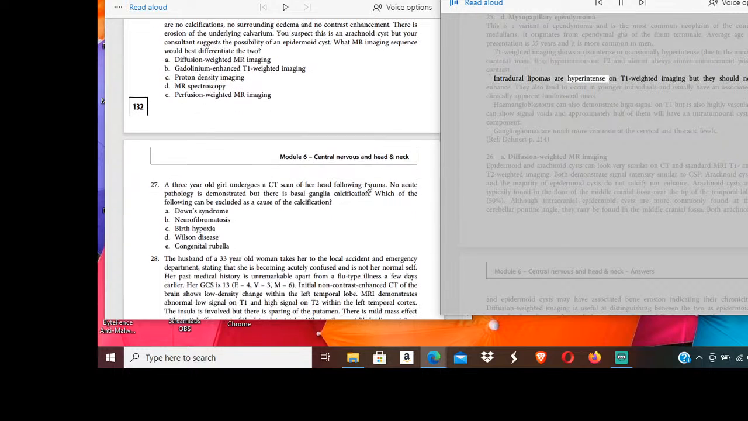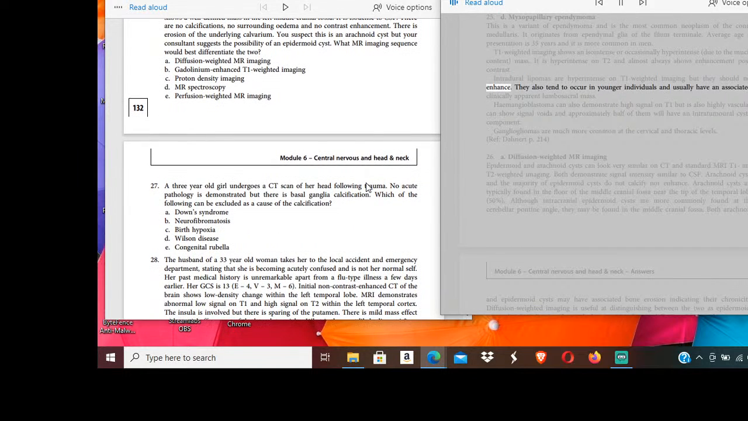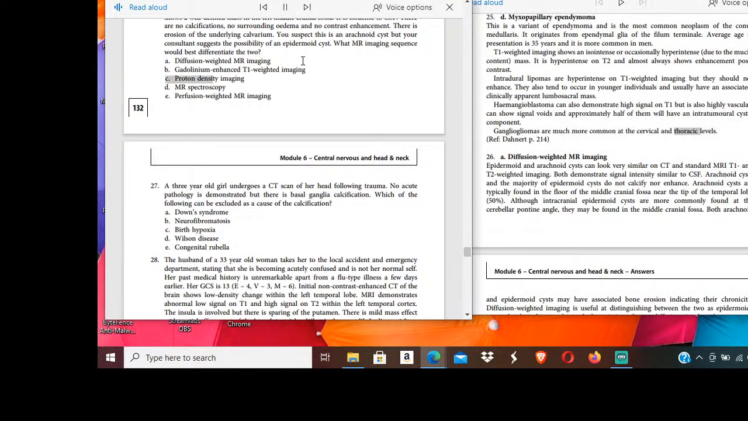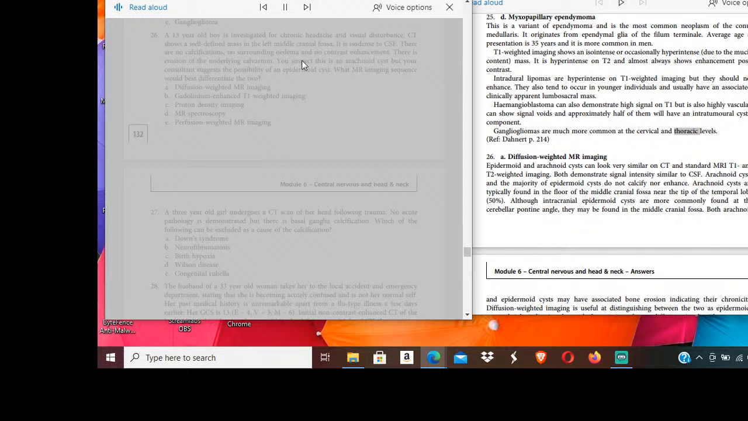Intradural lipomas are hyperintense on T1 weighted imaging, but they should not enhance. They also tend to occur in younger individuals and usually have an associated, clinically apparent lumbosacral mass. Hemangioblastoma can also demonstrate high signal on T1, but is also highly vascular, can show signal voids, and approximately half of them will have an intratumoral cystic component. Gangliogliomas are much more common at the cervical and thoracic levels. E. Ganglioglioma.